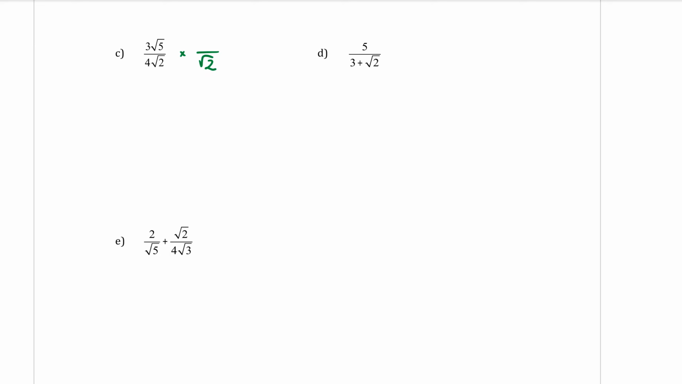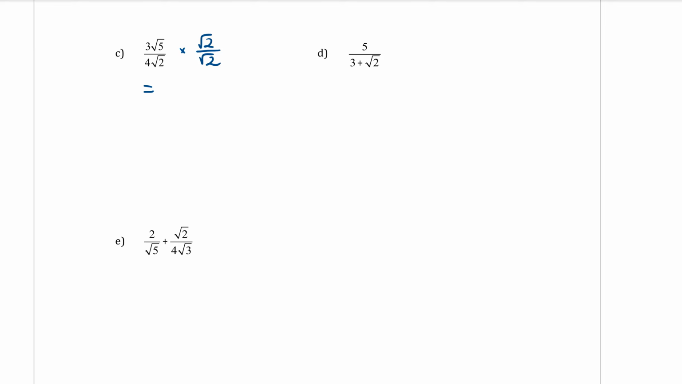I'll write that again. So on the bottom, we have a 4 root 2, but we don't need to multiply by the 4. We just take the square root part. So we're multiplying by square root of 2 over square root of 2. Okay, and then we multiply.